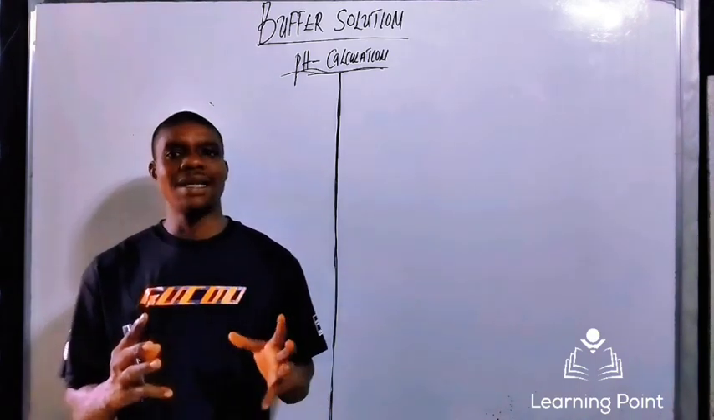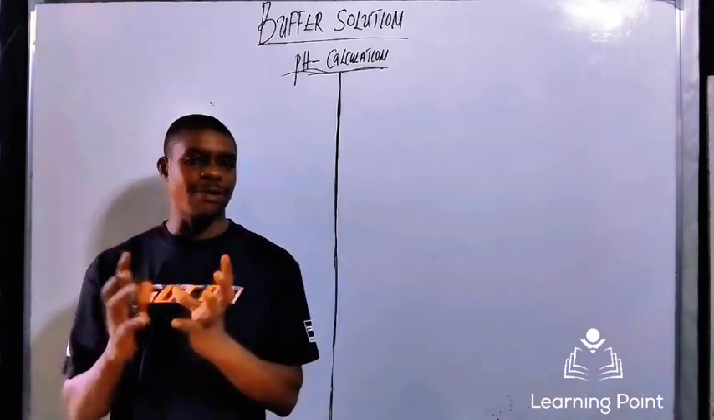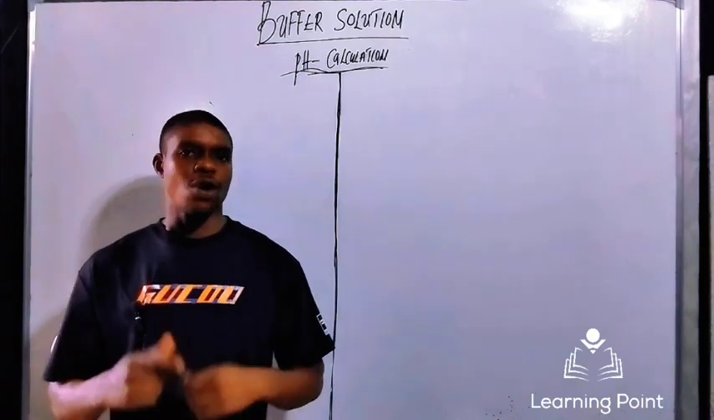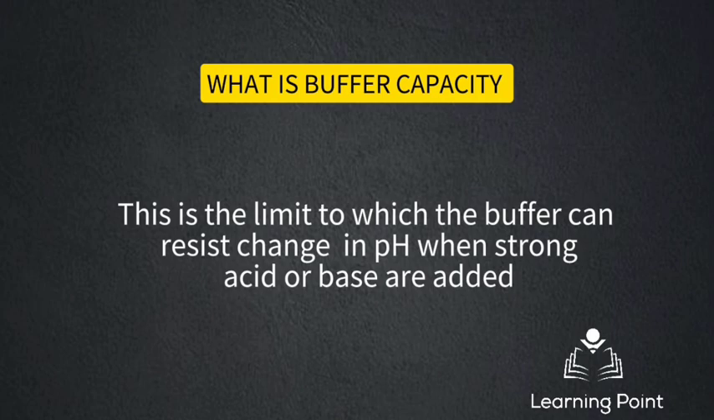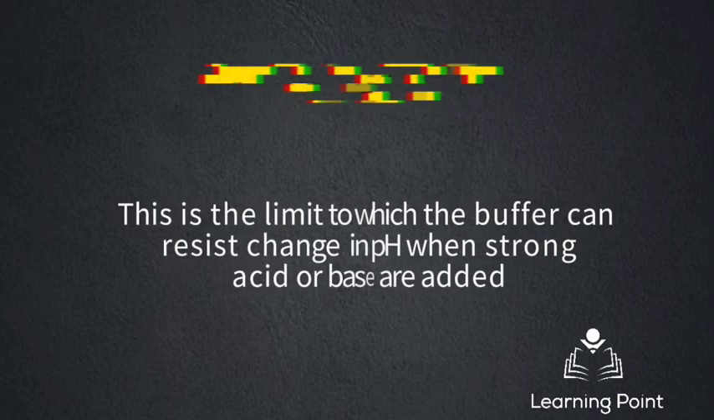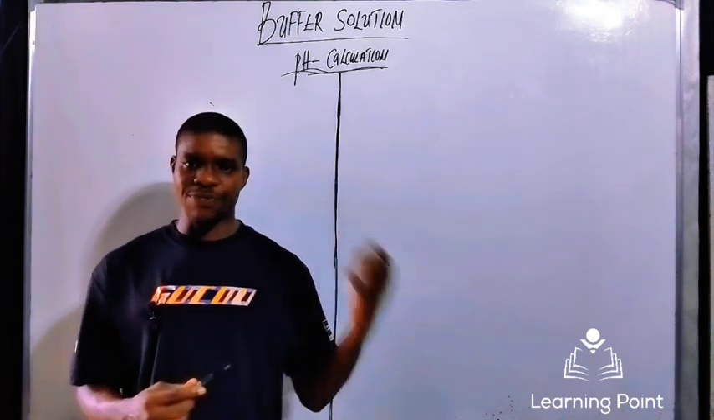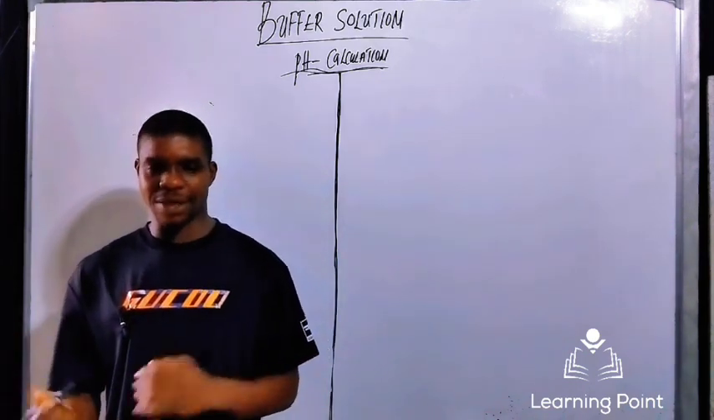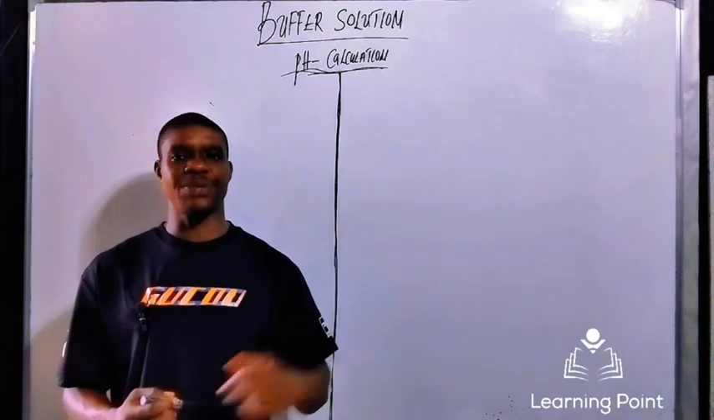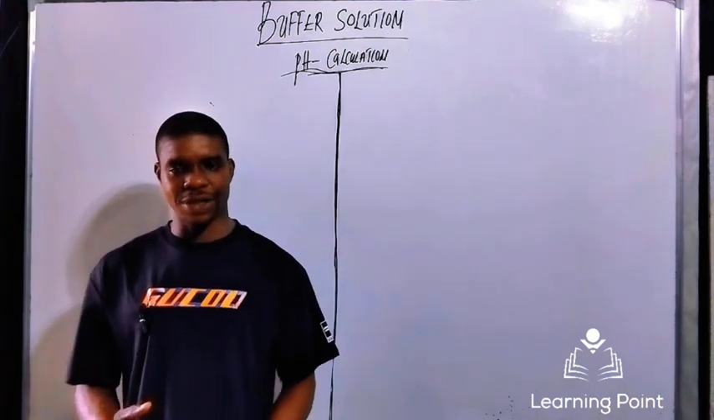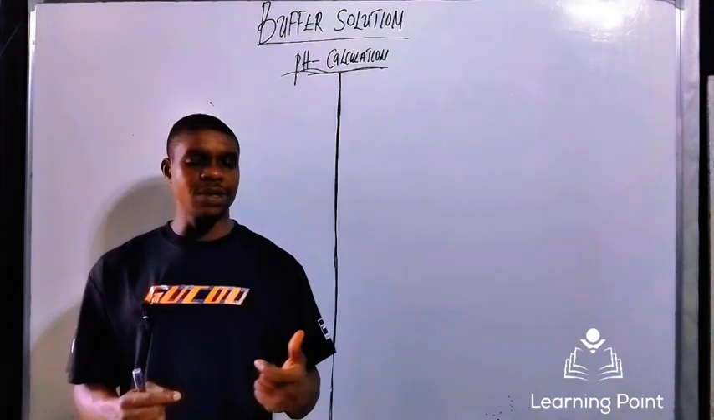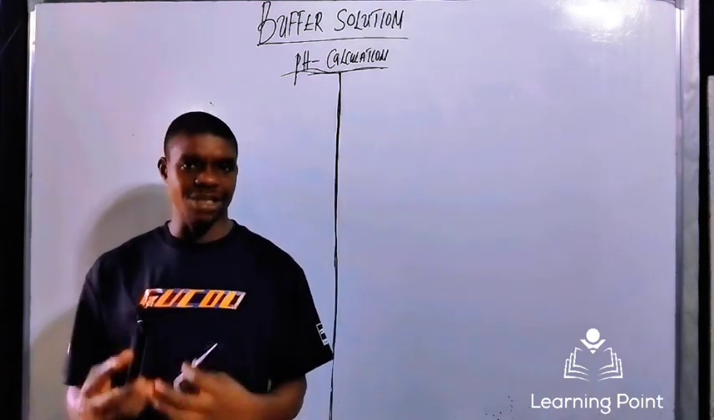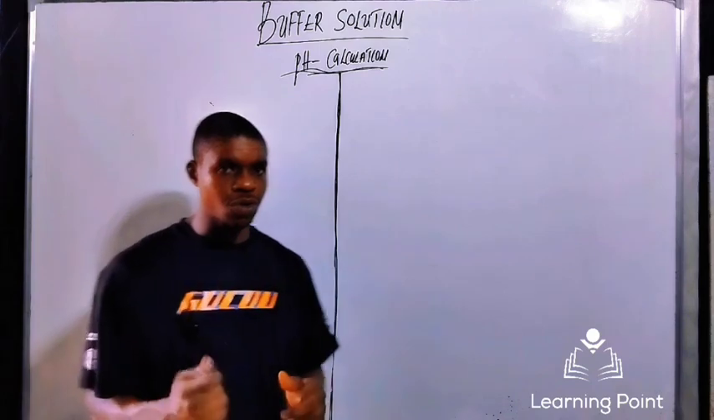We have two types of buffer, but before moving to that, what is buffer capacity? This is the limit to which a buffer solution can resist change in pH. So please take these two definitions down because you may likely see them in the exam. What is a buffer solution? Then what is buffer capacity? A buffer solution is a solution that can resist change in pH when a small amount of acid or base is added to it. Buffer capacity is the extent, or the limit, to which a buffer resists change in pH. So there are two definitions here we need to take note of.